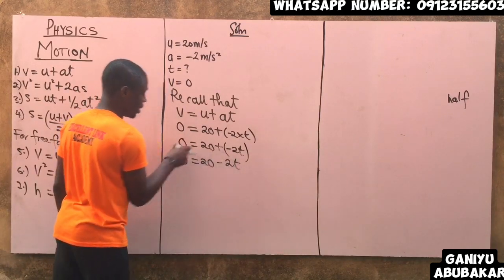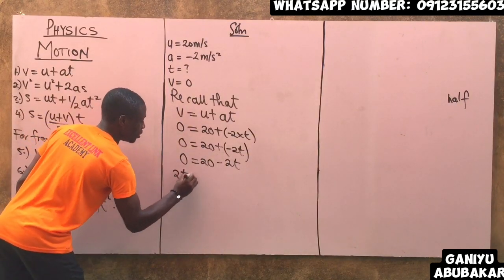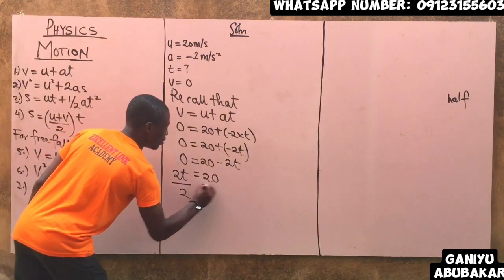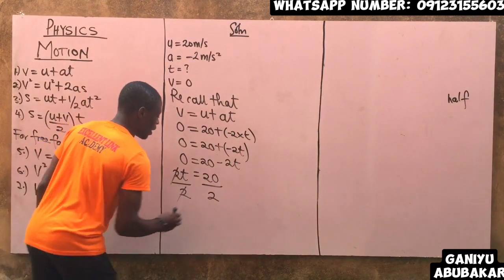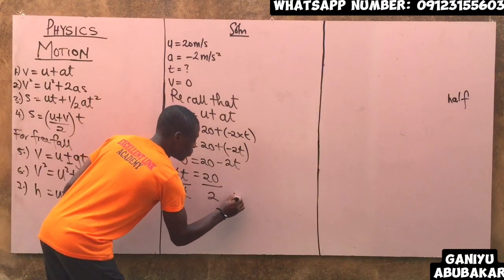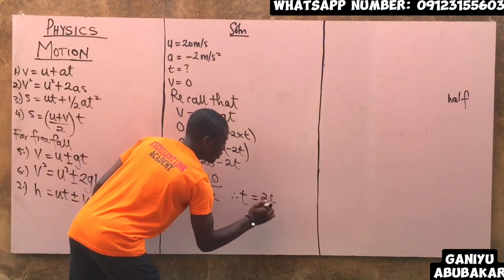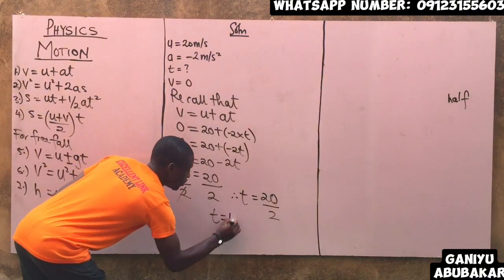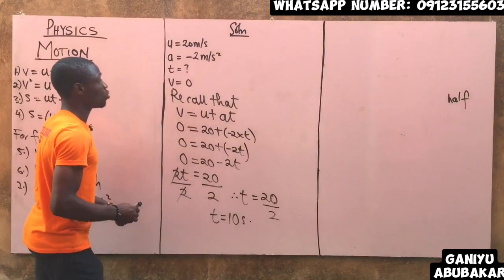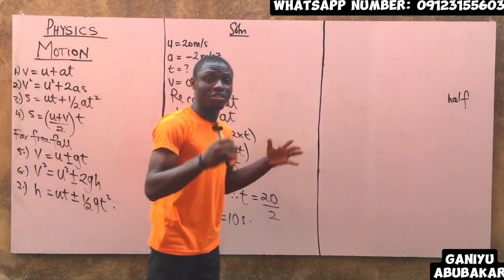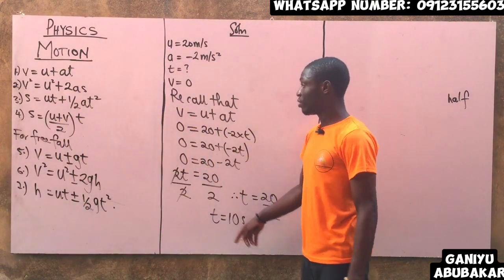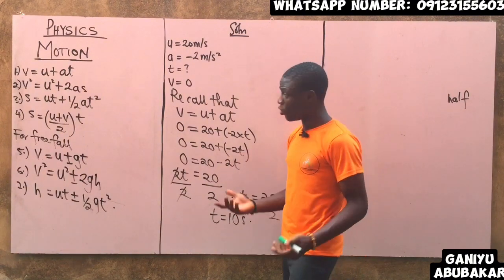Take minus 2t here, it becomes plus 2t being equal to this 20. Divide here by 2, divide here by 2. I have that t, therefore, t is equal to 20 all over 2. Finally, t is 10 seconds. So the time taken to bring the train to rest is simply 10 seconds, right? So that it works.